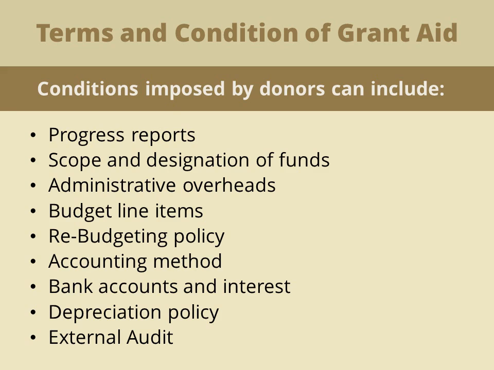Administrative overheads, the specific items that are allowable or excluded, or a percentage limit based on the total grant. Budget line items, specific budget headings or account classifications which correspond with the original grant application. Rebudgeting policy, for example, permission or otherwise to transfer surpluses in the budget from one budget line heading to another, and within what limits, usually a percentage of the total. Accounting method, accruals or cash accounting.